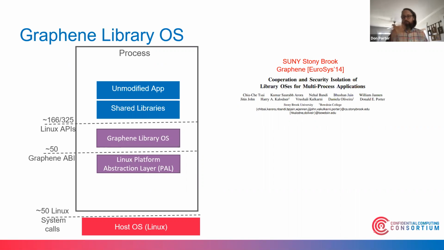Those Linux APIs, instead of being implemented through traditional system calls, are implemented by a dynamically linked library that's slotted in underneath a lightly patched libc. We currently implement about half of those system calls, and those system calls are then implemented on top of a narrower ABI of about 50 calls.